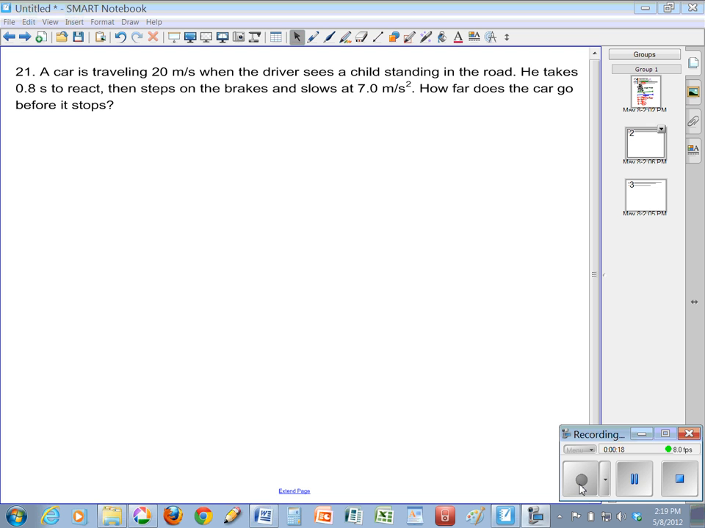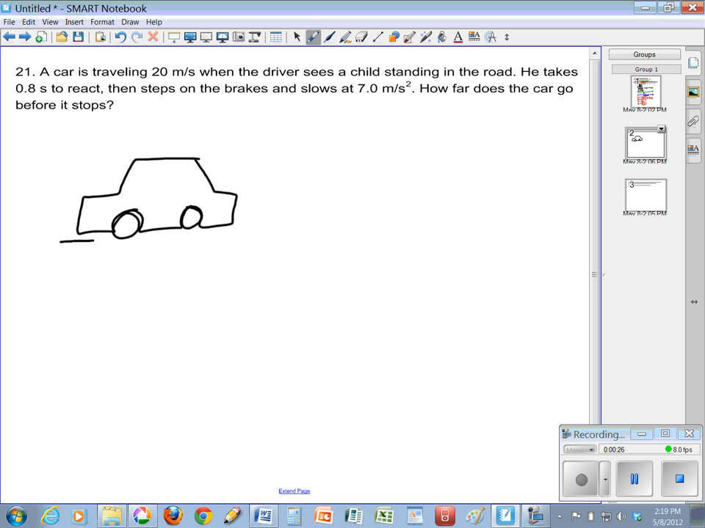I have to apologize for my drawing here, but here we have a car. And I'm going to put some wheels on the car. It's driving down the road and it sees a child standing in the road, probably not the happiest moment. There's a car heading right at this child.